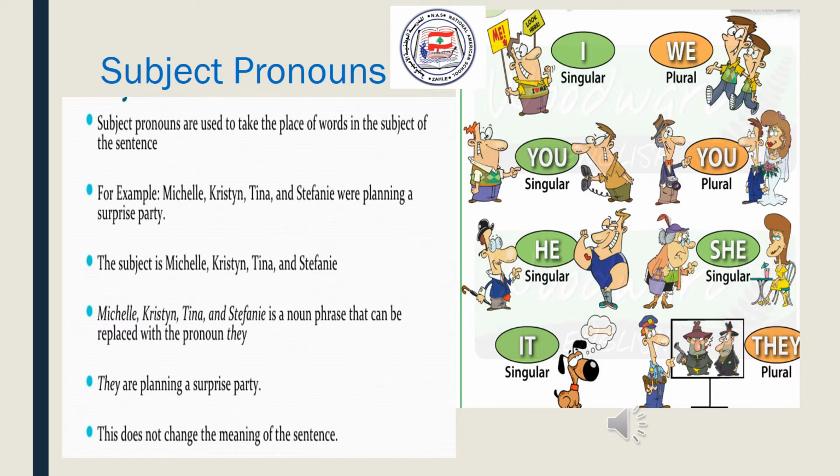For example, Michelle, Kristen, Tina, and Stephanie were planning a surprise party. The subject is Michelle, Kristen, Tina, and Stephanie. It is a noun phrase that can be replaced with the pronoun they. So the sentence becomes, they are planning a surprise party. So they is the subject pronoun that replaces Michelle, Kristen, Tina, and Stephanie. This does not change the meaning of the sentence.